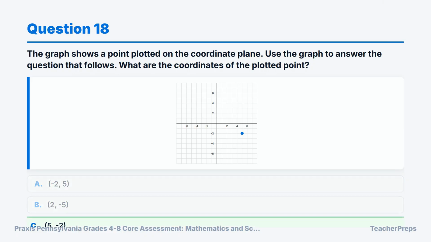The correct answer is C, (5, -2). The point sits 5 units to the right of the origin along the x-axis and 2 units below the origin along the y-axis, giving the ordered pair (5, -2).